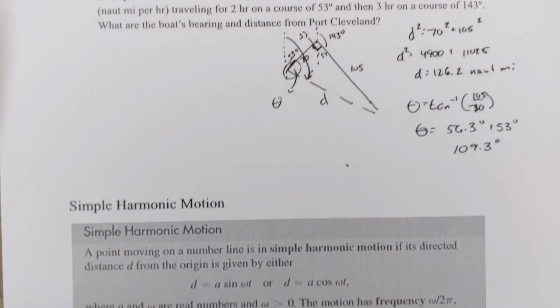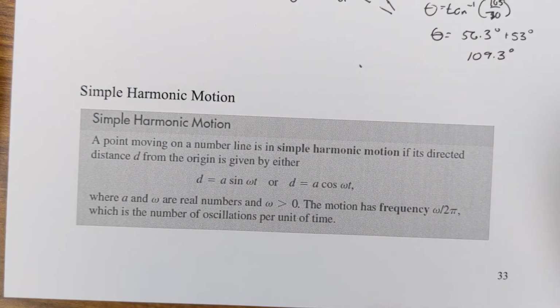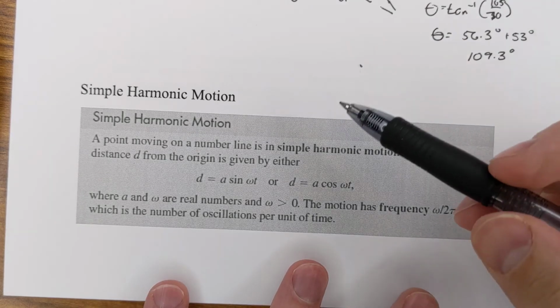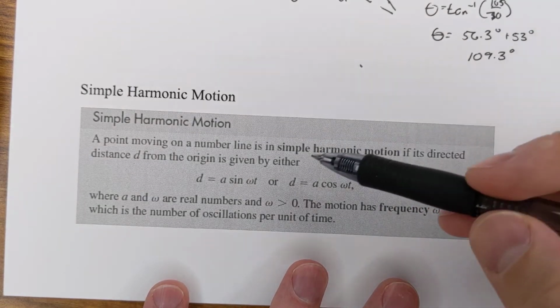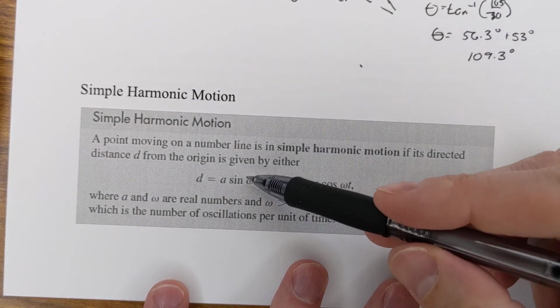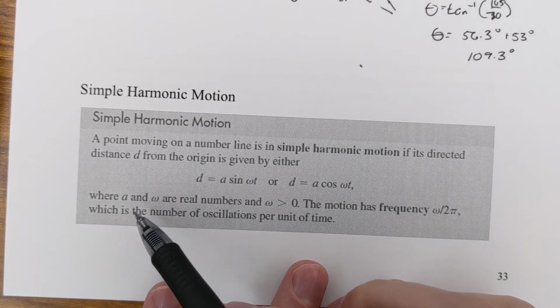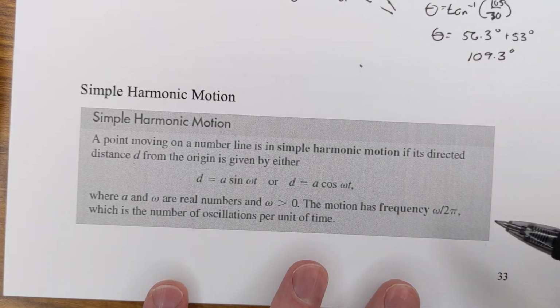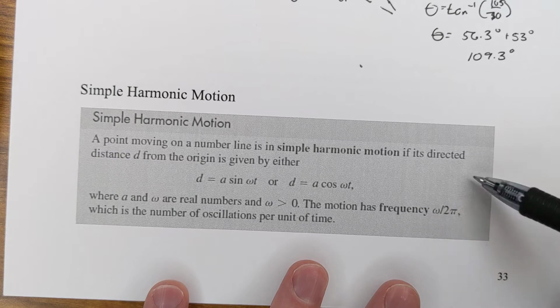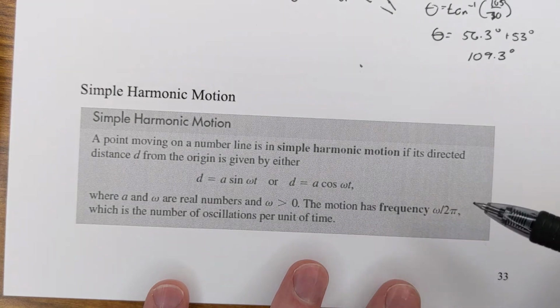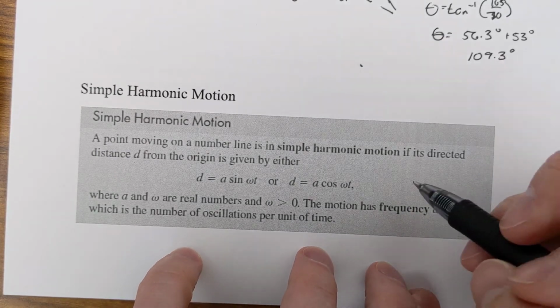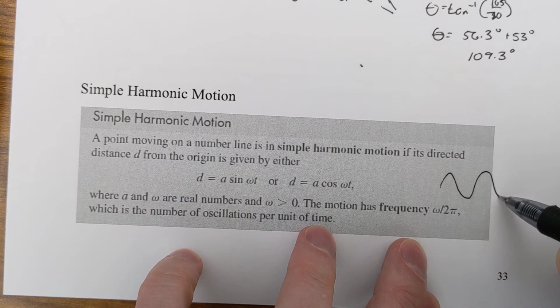All right, and last place trig stuff shows up is what's referred to as simple harmonic motion. A point moving on a number line in simple harmonic motion, if its directed distance d from the origin is given by either of these two equations, where a and omega are real numbers and omega is more than 0, the motion has a frequency of omega over 2 pi, which is the number of oscillations per unit time. So simple harmonic motion just means that the object does that.